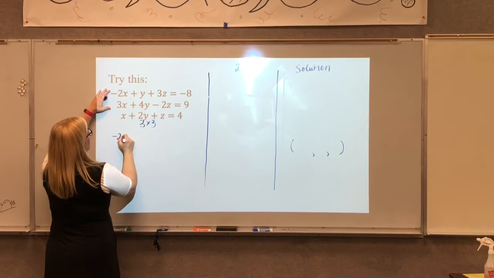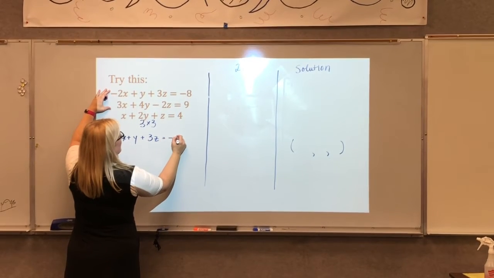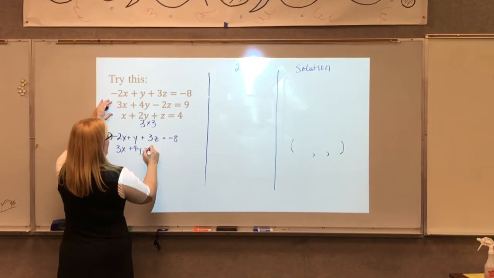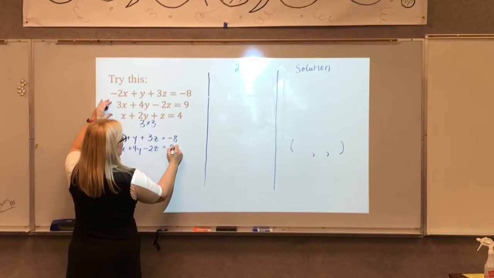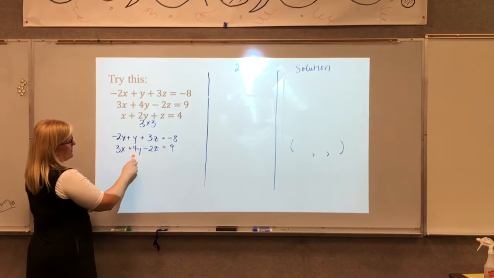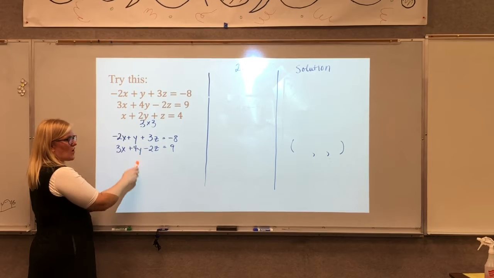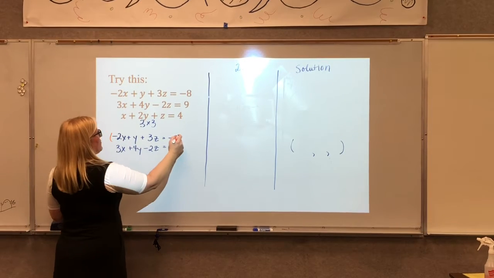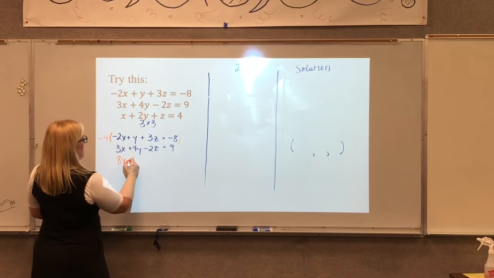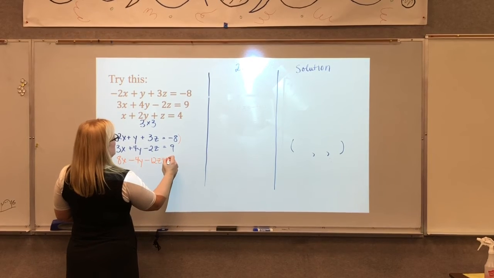So negative 2x plus y plus 3z equals negative 8. And then I've got 3x plus 4y minus 2z equals 9. And I want one of these to drop out. Well, if I look right here, all I have to do is multiply this by a negative 4, and this will drop out. So I'm going to multiply everything through by negative 4. And I get 8x minus 4y minus 12z equals 32.